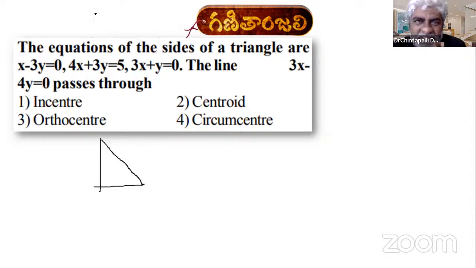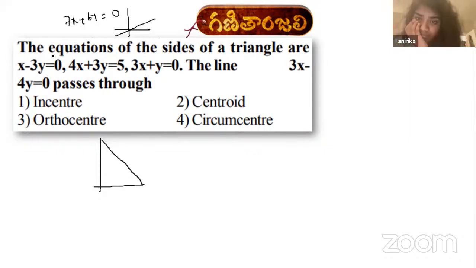For example, 7x plus 6y is equal to 0. Is there a constant term for this equation? No, this equation doesn't have a constant term. That means this line must pass through the origin. The lines which don't have constants pass through the origin, right?